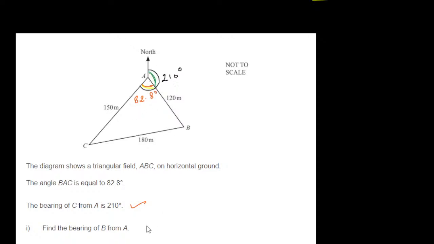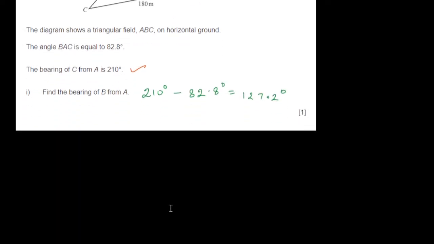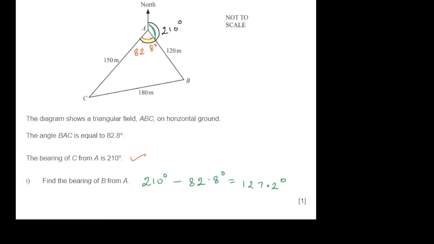So this part is this total 210 minus this 82.8 degrees. 210 minus 82.8 gives 127.2 degrees. This is the bearing of B from A. This is the first question. The second question is for 1 mark.